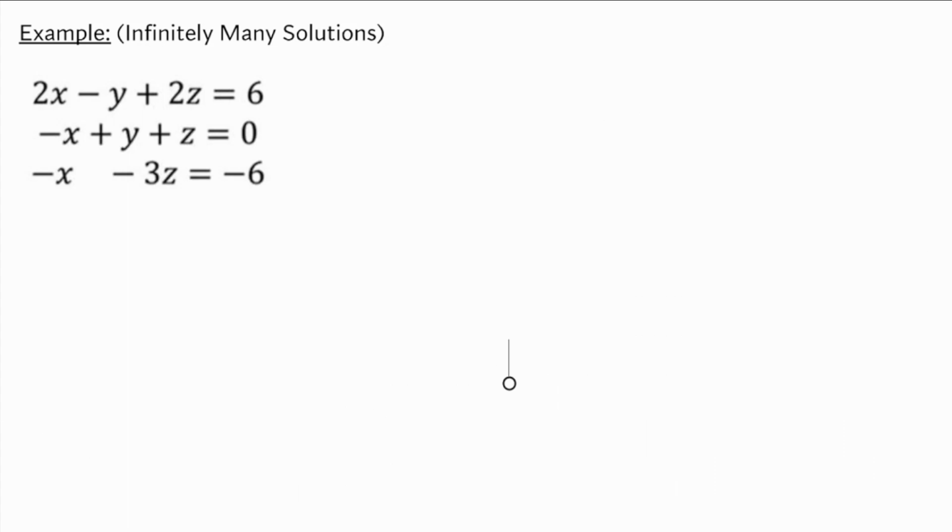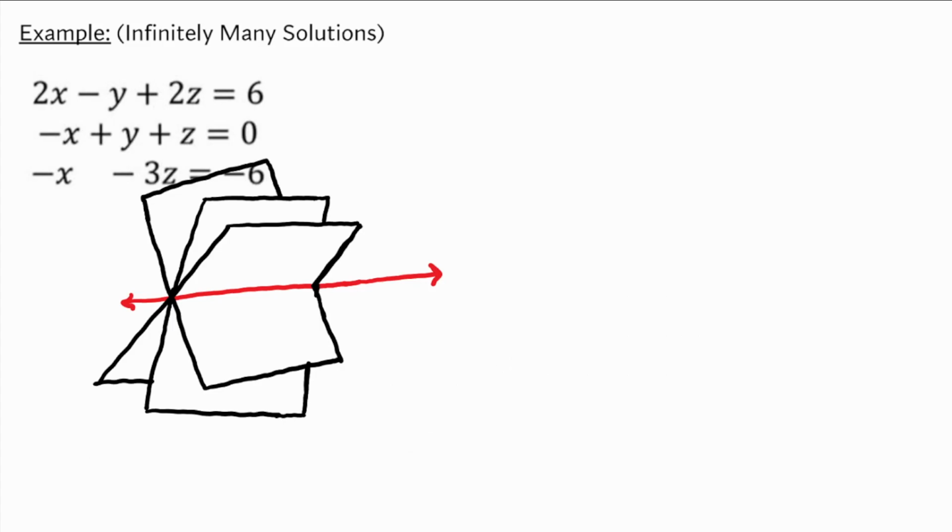What this really represents is 3 planes in space, and we're trying to figure out where they intersect. What's oftentimes going to happen, when they're not all 3 the same plane but we have infinitely many solutions, is that they intersect in a line. It would look kind of like this, up to my drawing skills. We've got 3 planes intersecting in a line.